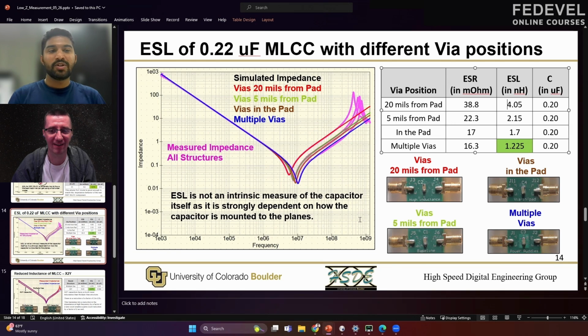So what we're going to try and do is use an X2Y capacitor and check if that gives us a lower ESL value and lower impedance at higher frequencies. Okay, let's have a look.